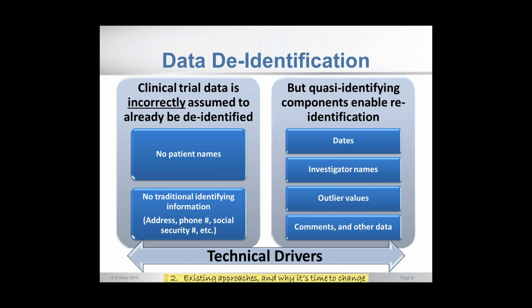Some of those data points or data types are listed here, but it includes things like dates and investigator names and outlier values, free text fields and comments. All of that can have an impact on the ability of somebody to re-identify a patient. And just because we don't have name and address and phone number doesn't mean that the data is already de-identified. There is certainly work to be done, and that work has been going on in the industry for some time.